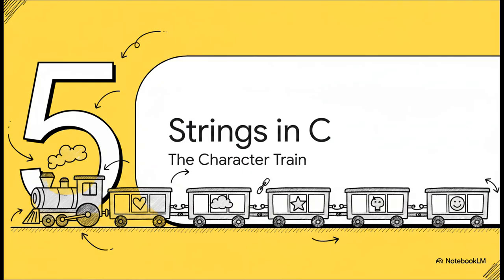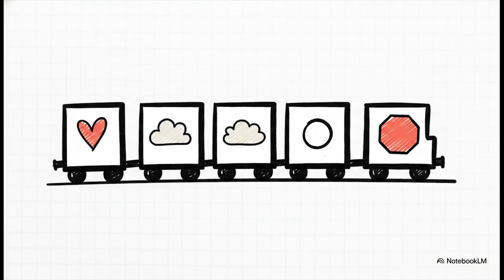Finally, Section 5, strings, or as I like to call them, the character train. So we've got numbers figured out, but what about text? Well, in C, dealing with text is exactly like managing a train made up of individual character cars all linked together. Here's a fun fact for you. C actually doesn't have a built-in string data type at all, unlike a lot of newer languages. Instead, a string is quite literally just an array made of characters.